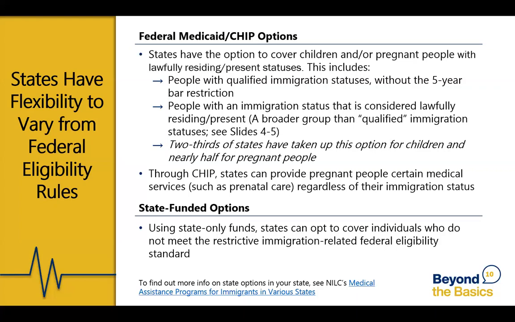And then in addition, there is an option through CHIP for states to provide prenatal care and certain other pregnancy-related services to people regardless of their immigration status during pregnancy. This is, again, something that comes with federal matching funds. In addition, states can use their own money to cover individuals who do not meet the standards for receiving federally matched services. And a growing number of states are doing this to provide medical care to children, seniors, and other people who are not eligible for federally funded healthcare programs.